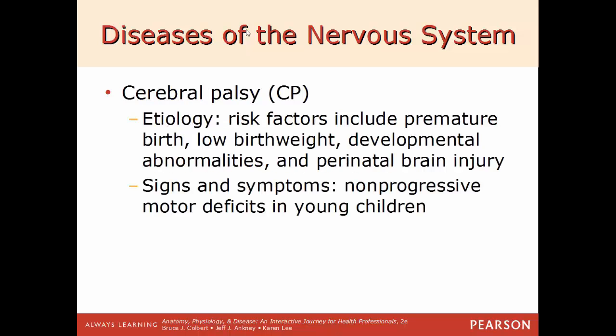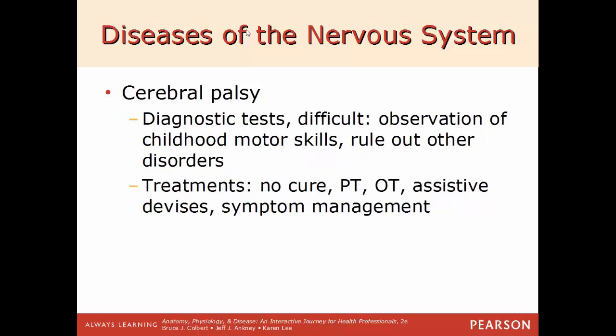Cerebral palsy, etiology: risk factors include having a premature birth, having a low birth weight, developmental abnormalities, perinatal brain injury. Signs and symptoms: non-progressive motor deficits in young children. Diagnostic tests: these are difficult. Basically, you just need to observe the child's motor skills and rule out any other possible disorders that it could be. There's no cure, but you can use physical therapy, occupational therapy, assistive devices, and symptom management.